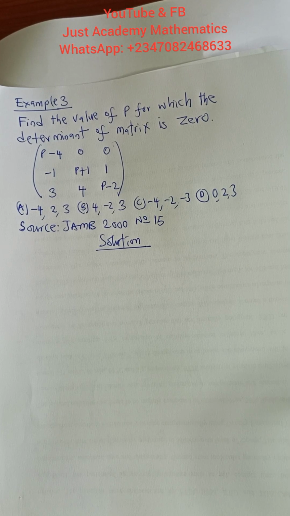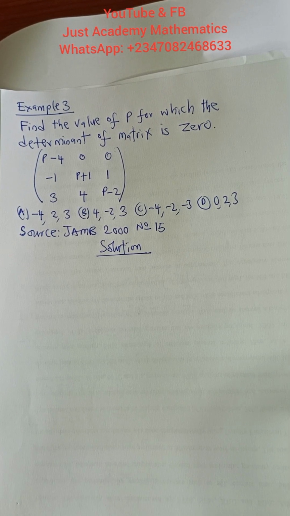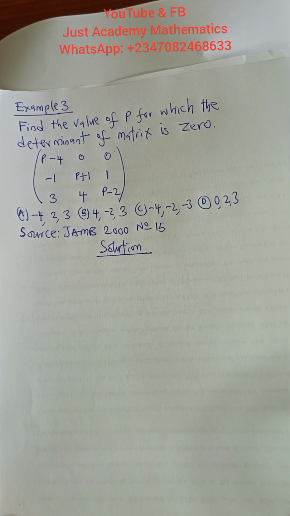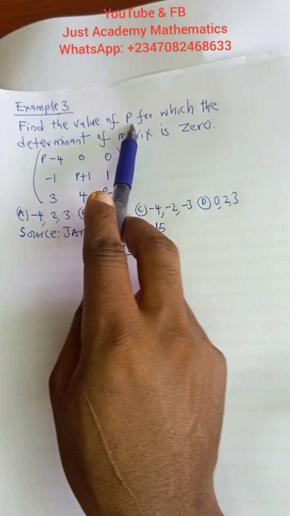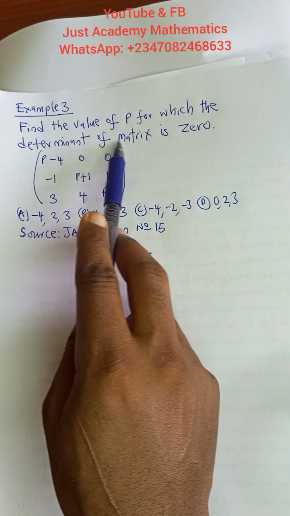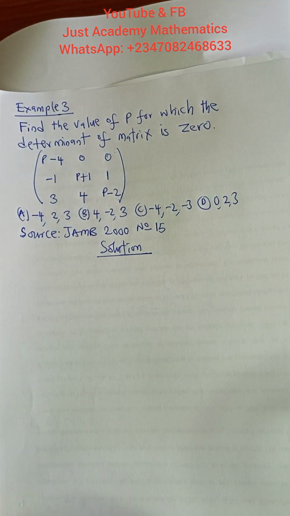So example 3, you can see example 3 is the same procedure. It's the same thing we are expected to do here, the same procedure regardless of how it's looking. Now, what are we going to do? They say that we are to find the value of P for which the determinant of the matrix is 0. If the determinant of this matrix is 0, what is P?